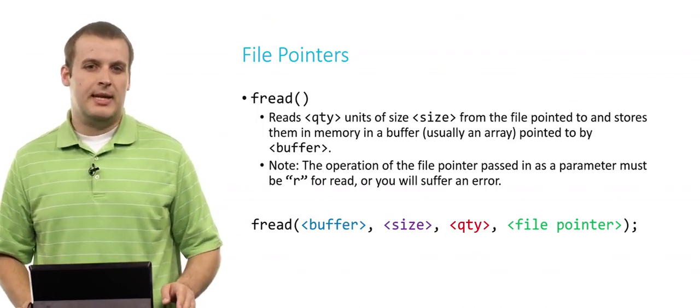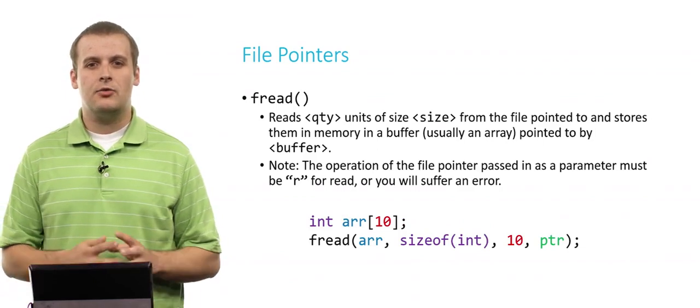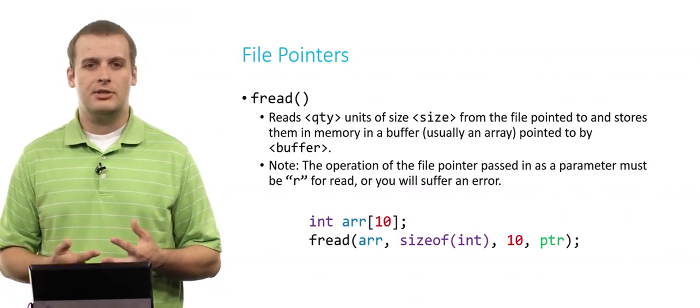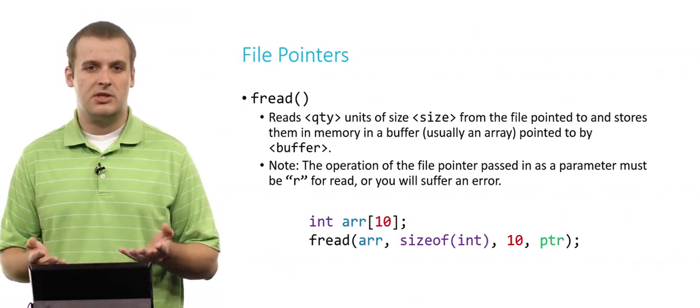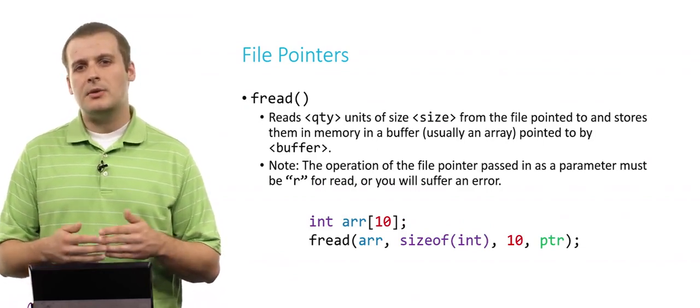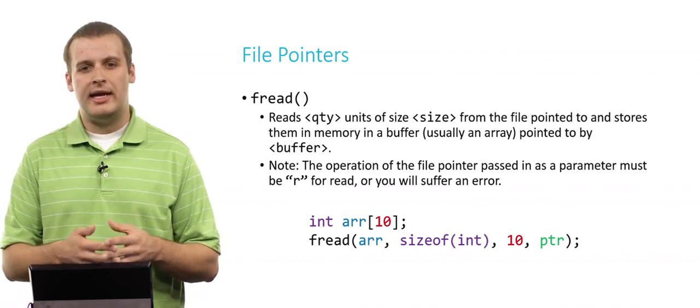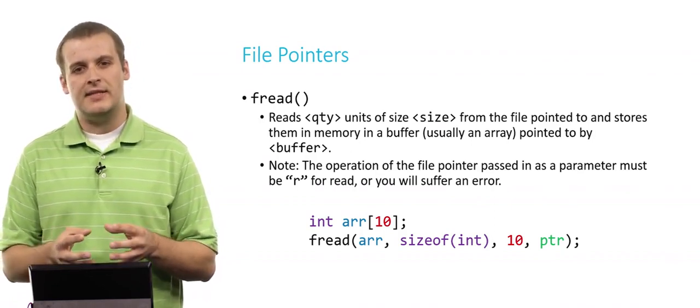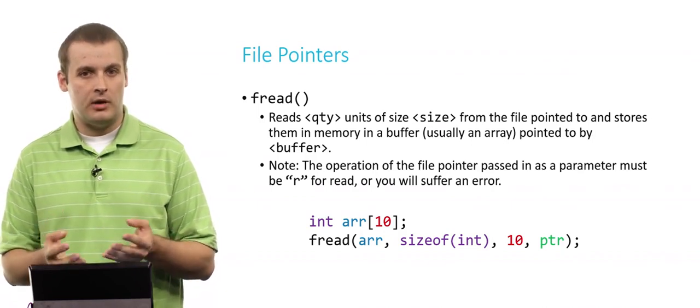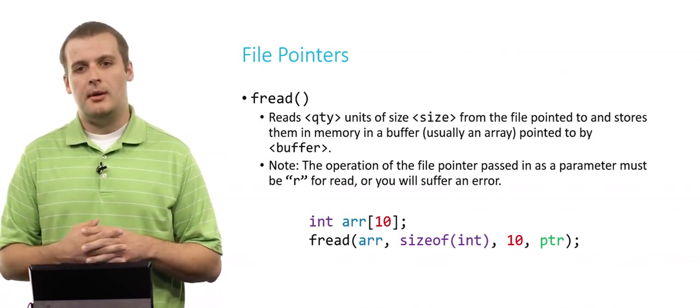Probably best illustrated with an example here. So let's say that we declare an array of 10 integers. We've just declared it on the stack arbitrarily, int arr[10]. So that's pretty straightforward. Now what we're doing in the fread call is reading sizeof(int) times 10 bytes of information. Sizeof(int) being 4, that's the size of an integer in C.